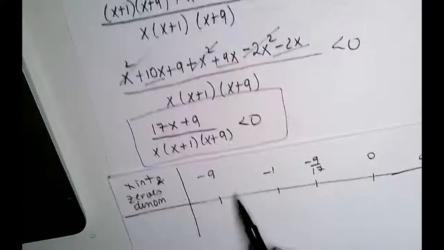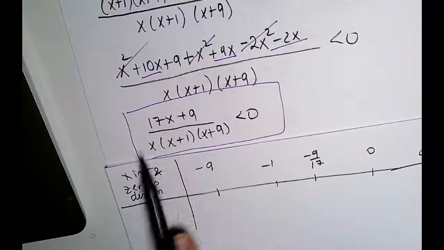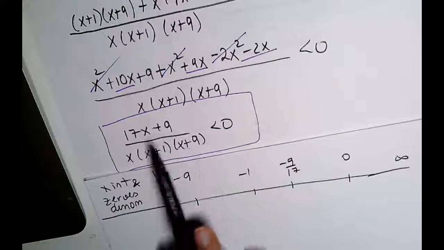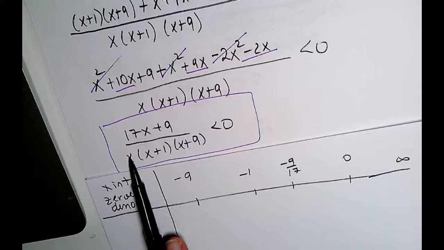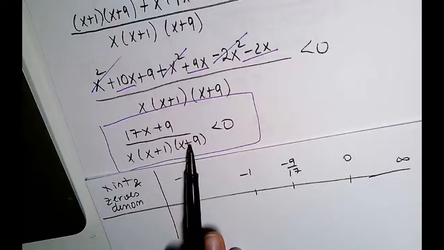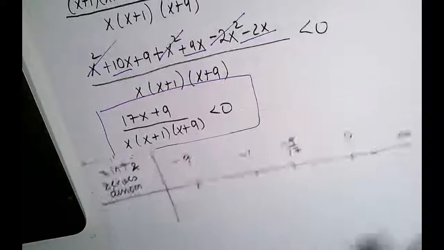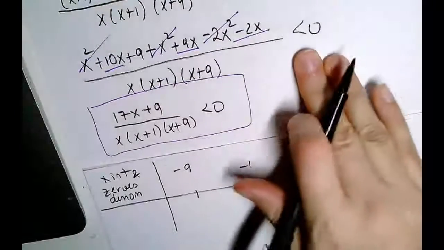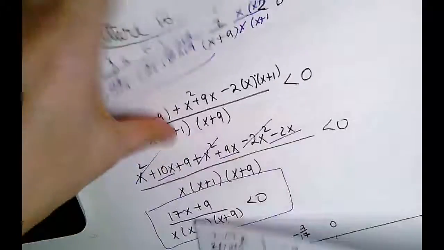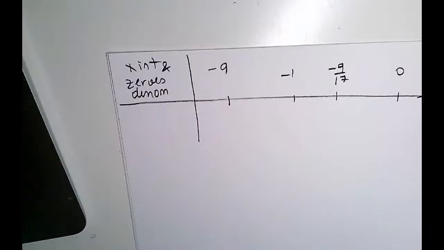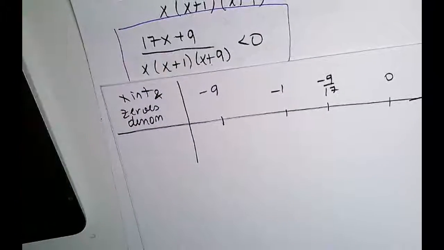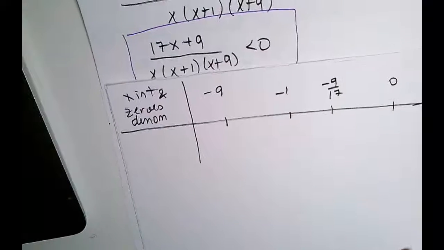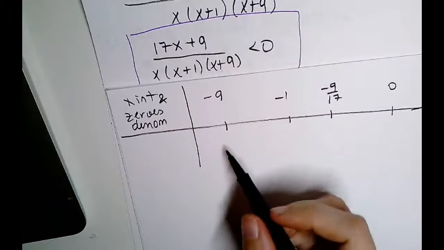So I redid this. So we're going to put the x-intercepts and the zeros of the denominator. From the x-intercepts, we got negative 9 over 17. x equals 0 from this one, x equals negative 1 from that one, and x equals negative 9 from that one. So now we're going to do our algebra.